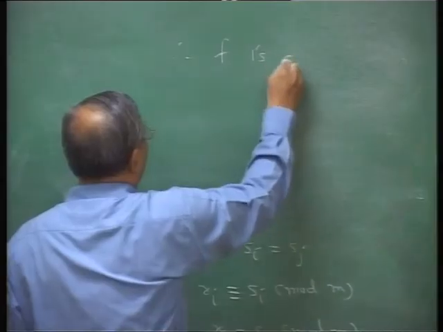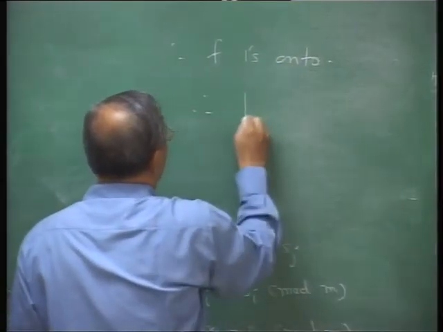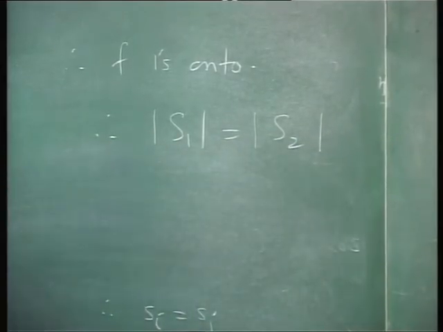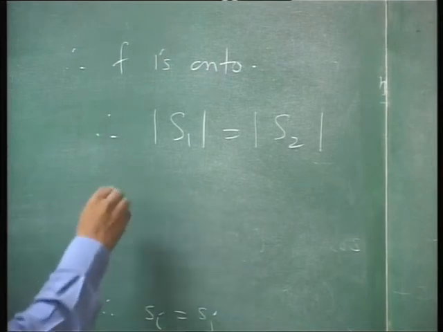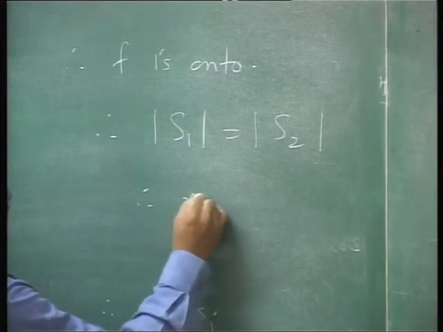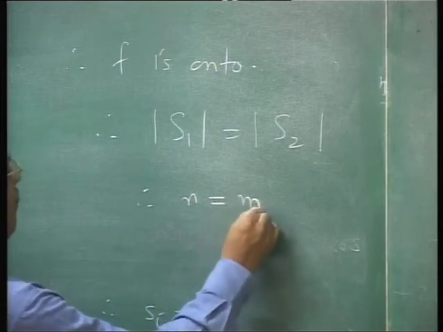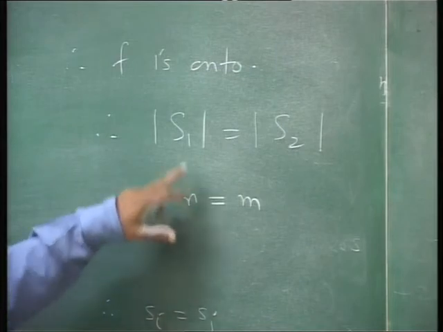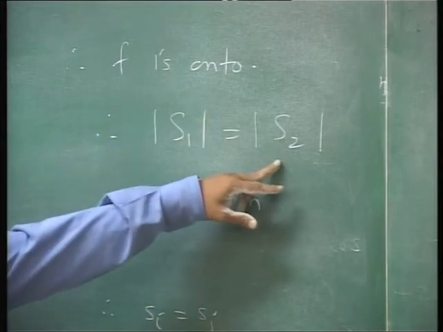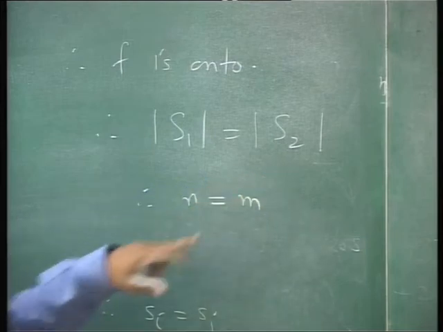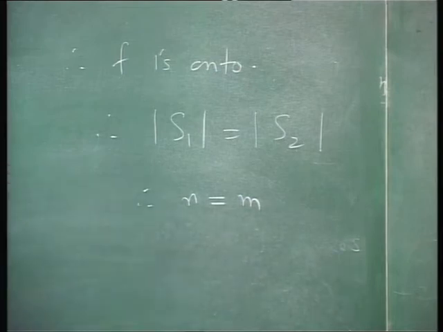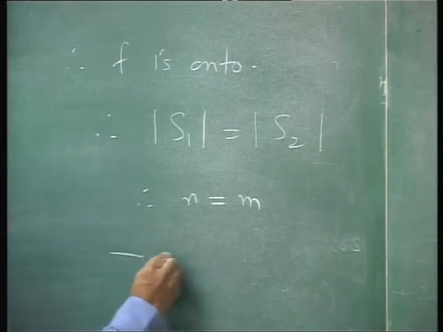Therefore, f is onto. And therefore, once we have a bijective map, the two sets S1 and S2 have the same cardinality. Therefore, n is equal to m. We assumed R1, R2, Rn is our CRS, that is S1. S2 is 0 to m minus 1, its cardinality is m. So, that means any two complete residue systems have the same cardinality, which is the number m. That proves the first proposition.